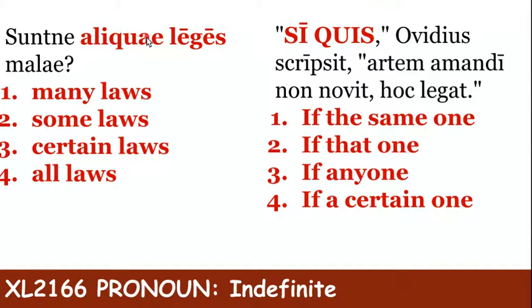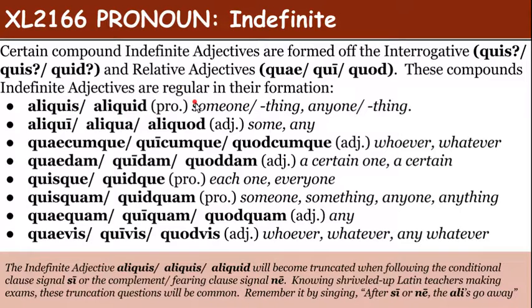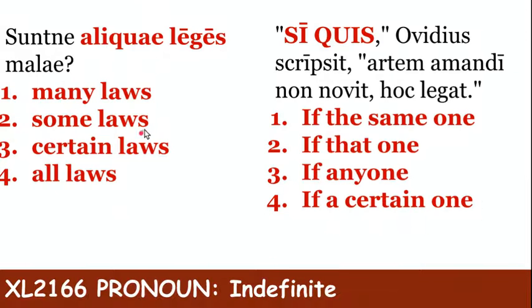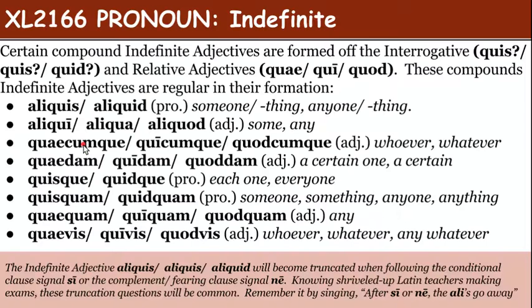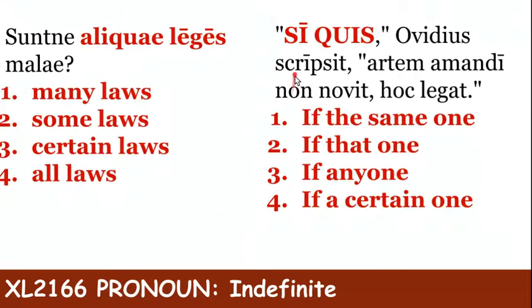So there are aliquis laws. So aliquis is going to be, you've got to memorize them. Aliquis, some. Certain, some laws. Many laws would be multi, all laws would be omnes. Certain laws, certain is, of course, quidam. Those are the big ones, quidam and aliquis. So therefore, what I say about this one, after si and ne, the ali goes away. So if anyone would be number 3.